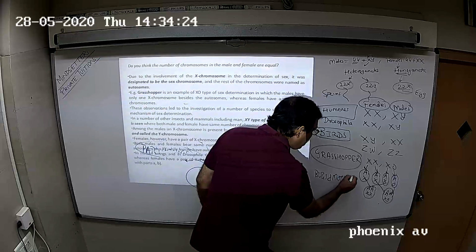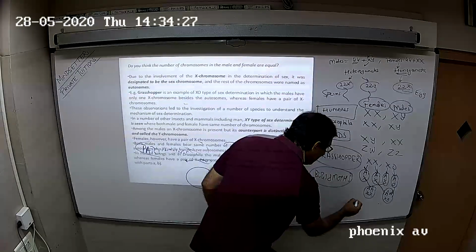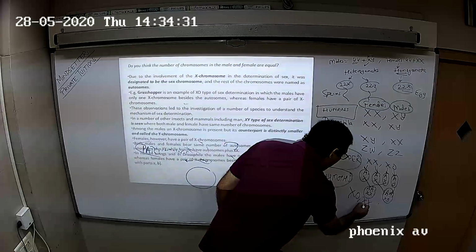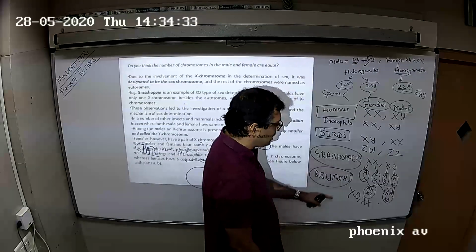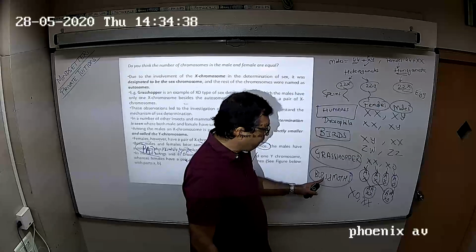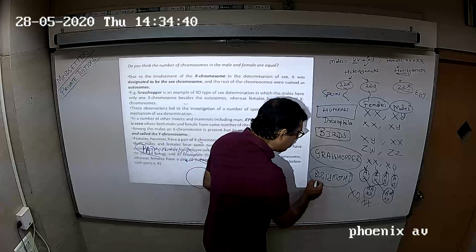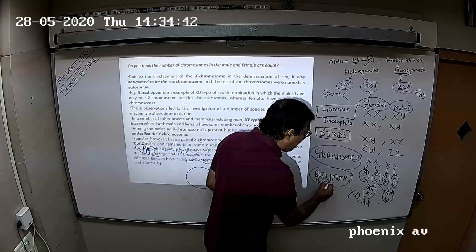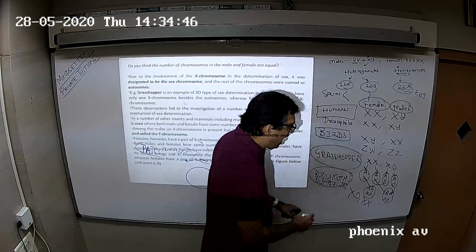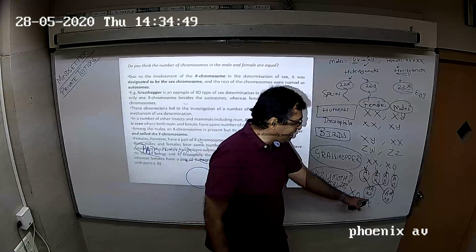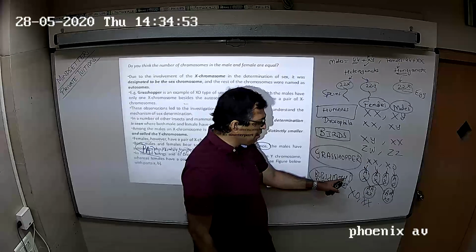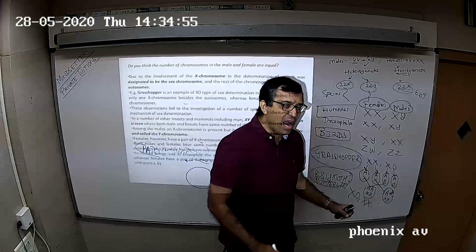And in case of bugs and moths, they have a different pattern. They have XO-XX, means opposite of grasshoppers. Grasshoppers are XX-XO. Butterflies, bugs and moths will have XO-XX. Grasshopper has XX-XO. Butterflies and moths have got XO-XX.